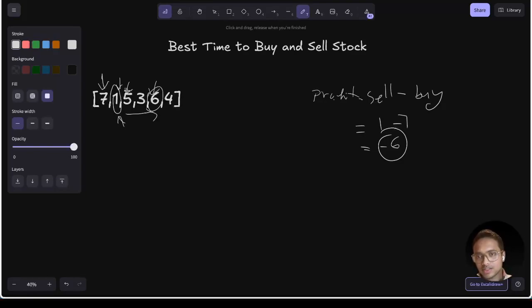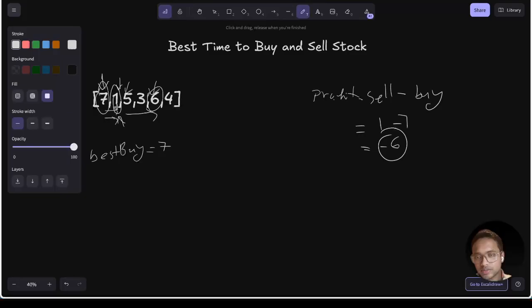If you have a look at this array, you can start from here. Let's say my best buy is equal to array[i], which is 7, and if your next element is bigger than best buy, you can find your profit.